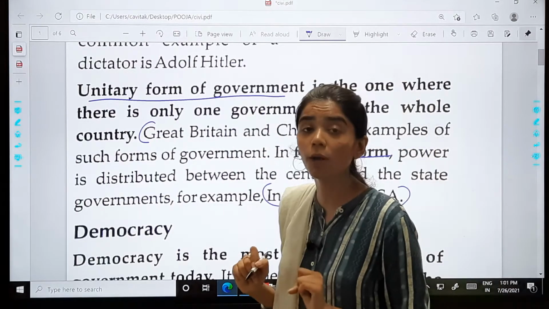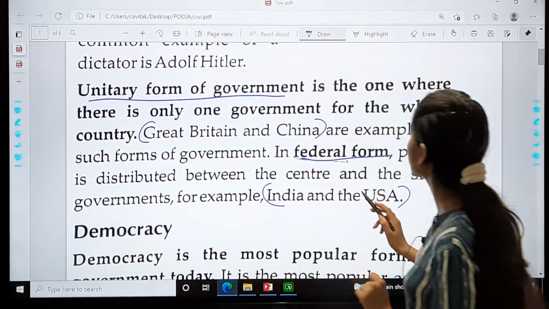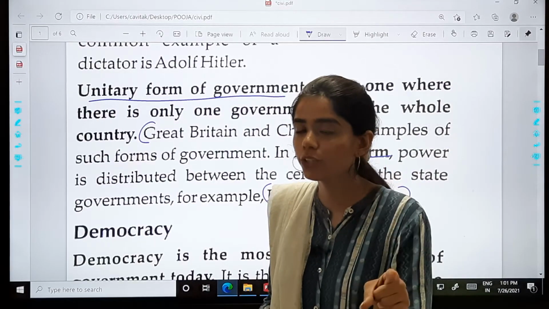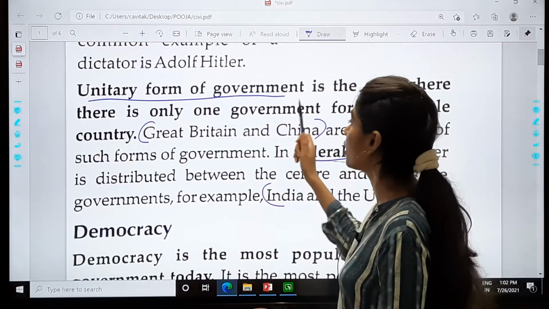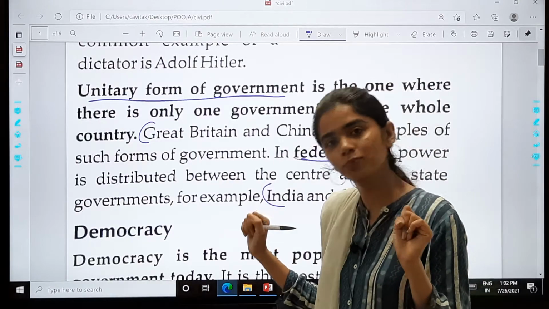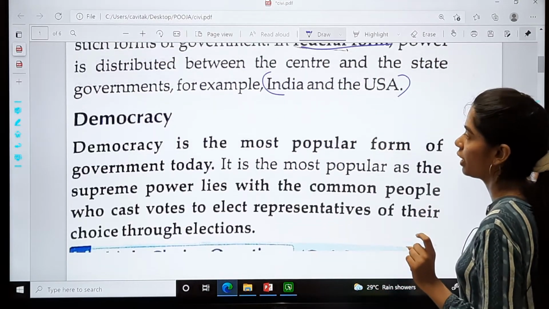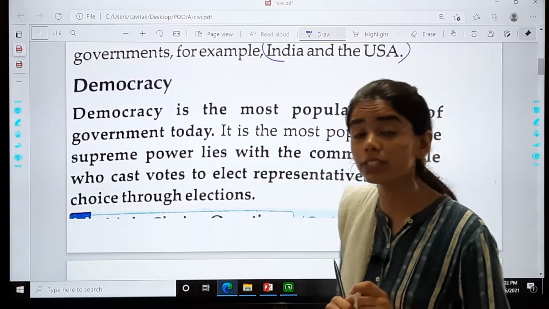And unitary form is followed where? Unitary form is followed in Great Britain and China. In unitary form, what happens? There is only one government. Clear with this? Now moving on to the next, that is democracy.